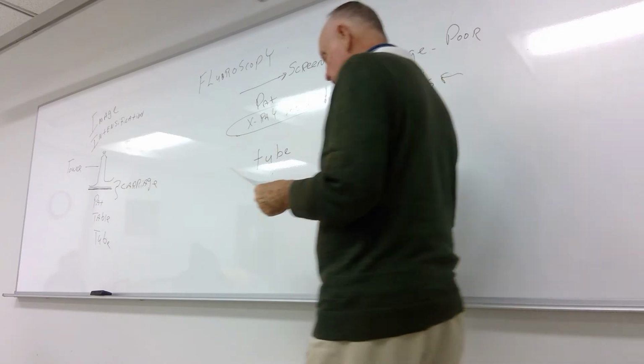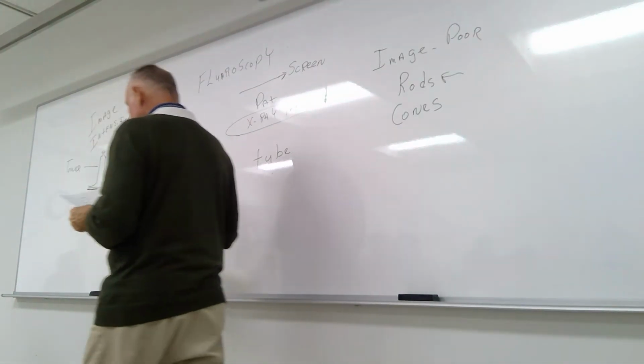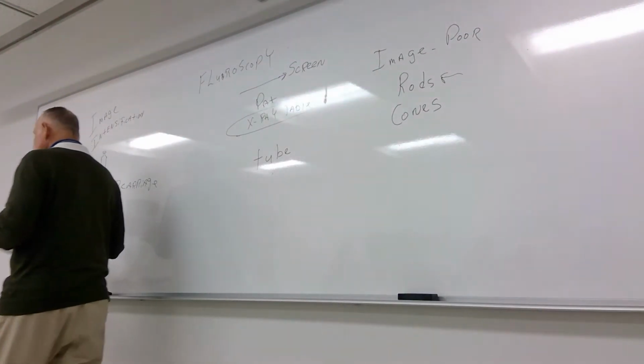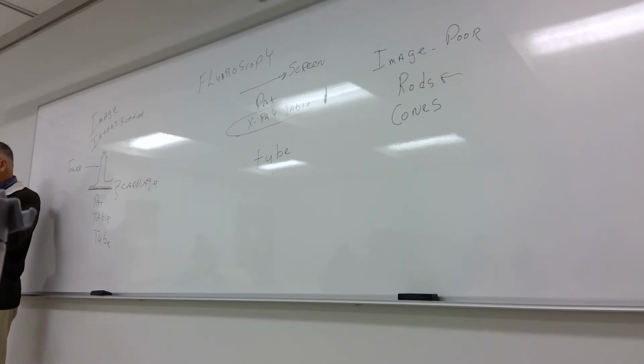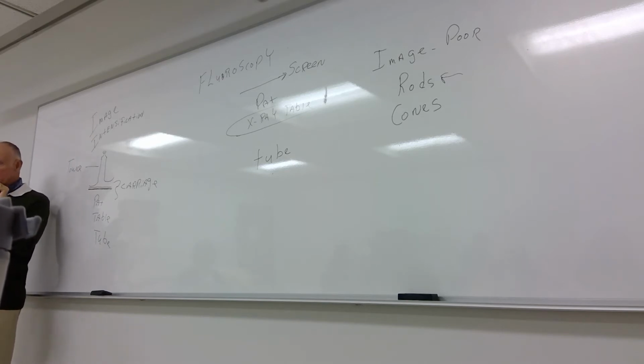The input screen is made out of cesium iodide. It converts X-ray energy to light. This is a great deal. You should be able to invest your money this well, because for every X-ray photon, you get 50 light photons.